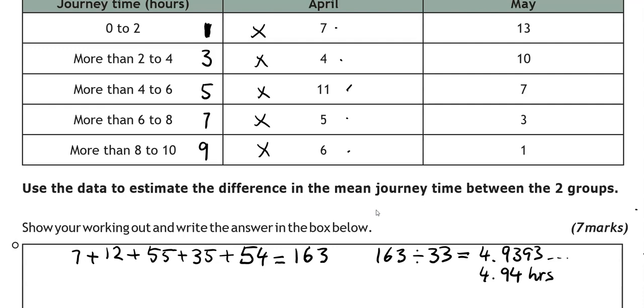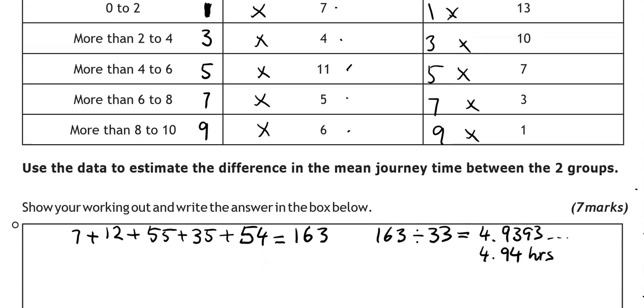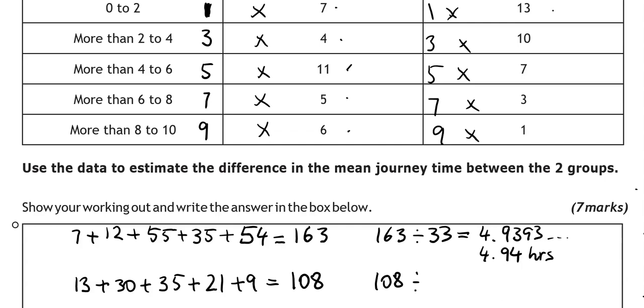So we've got the midpoints already. We're going to multiply. So 1 by 13, 3 by 10, 5 by 7, 7 by 3, and 9 by 1. So 13, add 30, add 35, add 21, add 9, which gives us 108. So 108 now, divide by 13, add 10, add 7, add 3, add 1, which is 34.